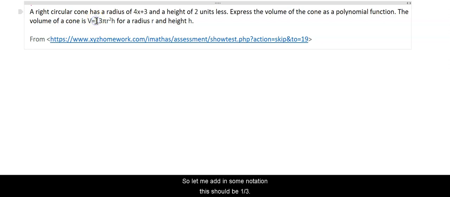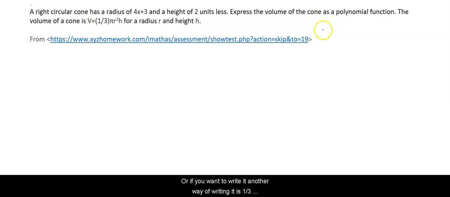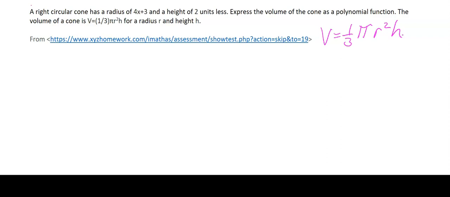So let me add in some notation. This should be 1 divided by 3 in parentheses times pi r squared h. That's the volume of a cone. Or another way of writing it is 1/3 pi r squared h, where they're all multiplied together. Okay, now let's take a look and draw a picture.